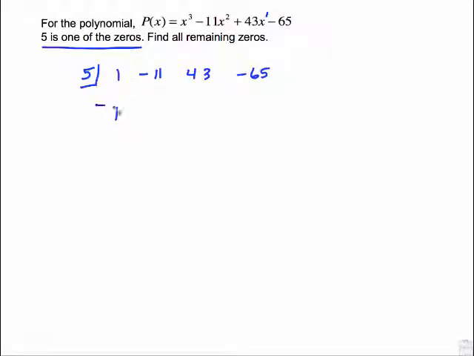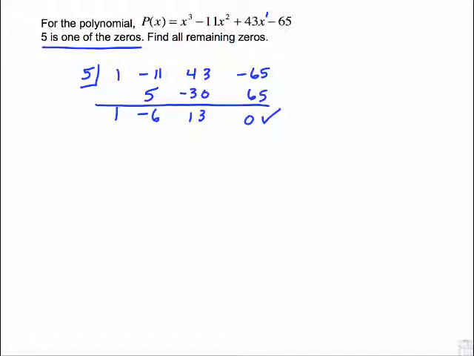Bring down the 1 and start your synthetic. 5 times 1 is 5, gives me -6. 5 times -6 is -30, gives me 13. 5 times 13 is 65. Add and get 0, which just confirms the fact that 5 was one of the zeros. If they tell you a number is a zero and you don't get a 0 here, double check your copying of the coefficients and double check that you did something silly with your arithmetic.